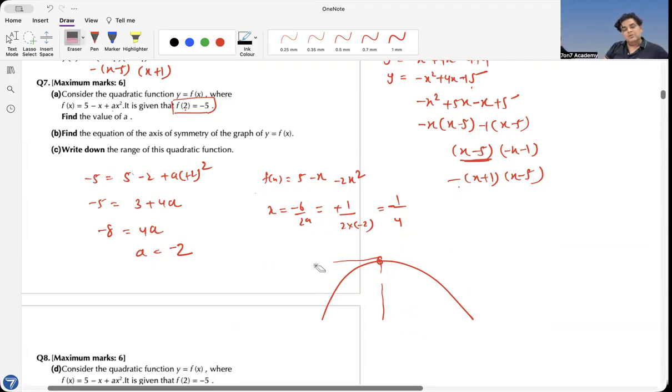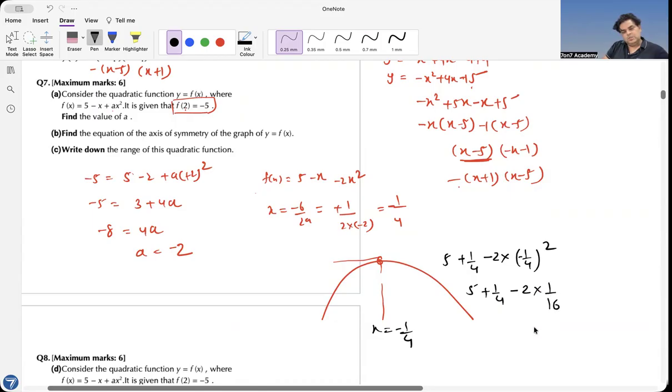We have to get the vertex. So the x value is minus 1 by 4. Plug it into the equation to get the corresponding y value. You plug in minus 1 by 4: 5 plus 1 by 4 minus 2 into 1 by 4, minus 1 by 4 whole square. So 5 plus 1 by 4 minus 2 into 1 over 16.